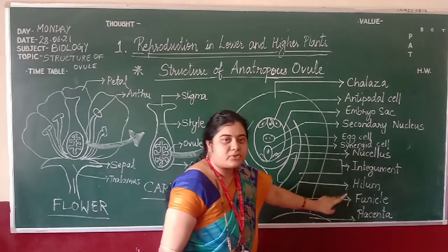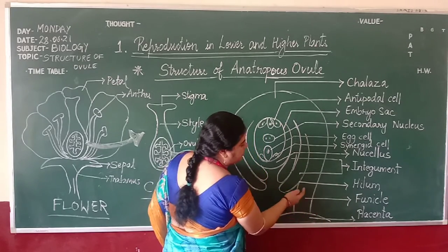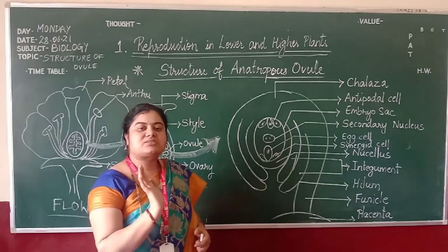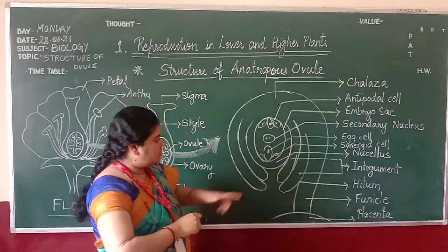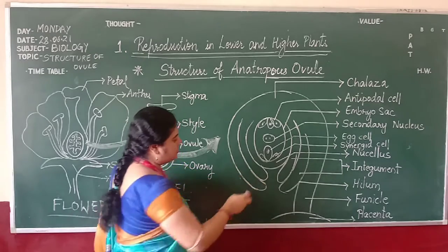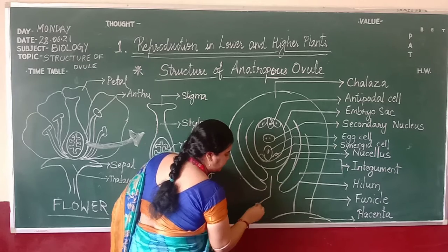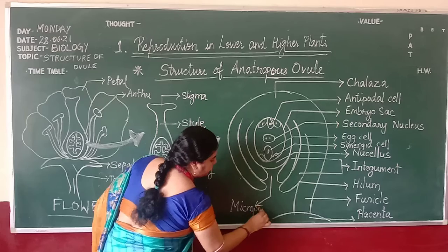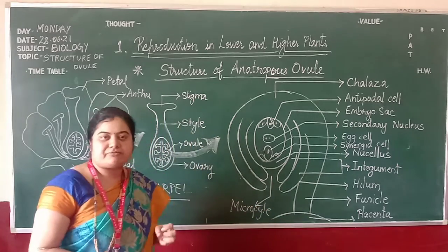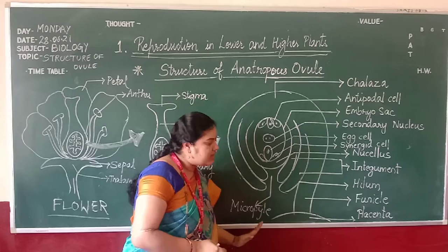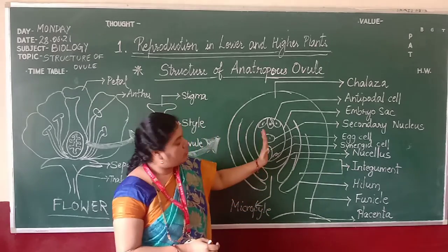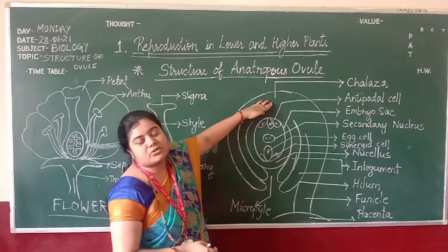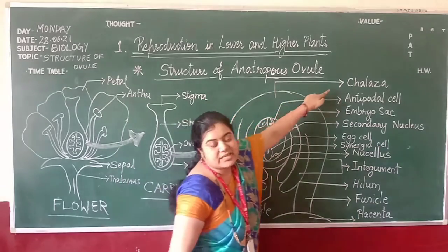This is the funicle. And when we move forward, you can see that this is a tilted shape, or we can say that its face is directed downward. That's why this is called anatropous. This section is called the micropyle. Micropyle is the opening of an ovule through which the pollen grain enters into the ovule. And the base of the ovule is called the chalaza.